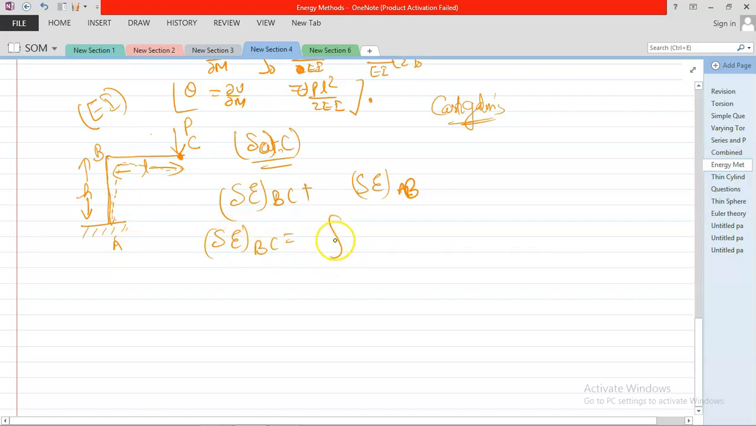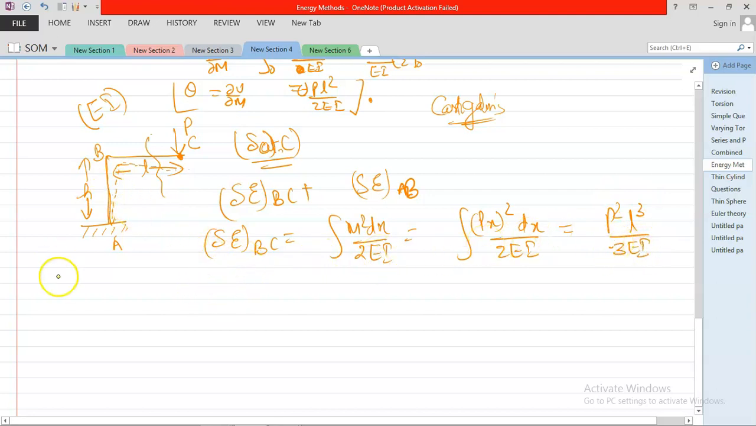So I will obtain the strain energy for BC. That is integral M square dx upon 2EI. If you take M as minus Px, it would be P square L cube upon 6EI. Is it okay? This is for BC.